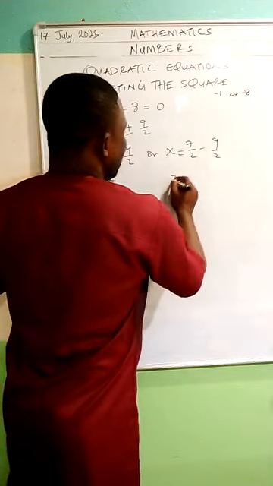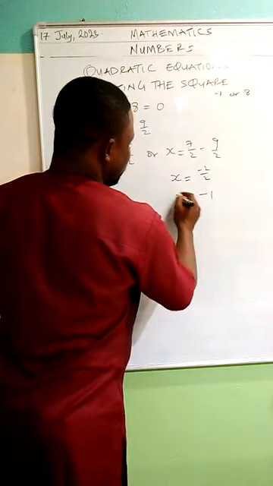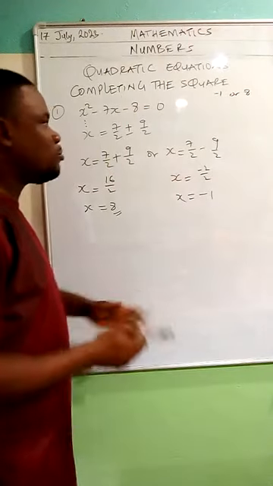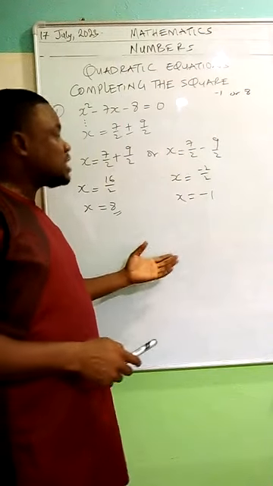On this side, I have x equal to minus 2 over 2, which is equal to minus 1. Remember what we got for the first one we did? Minus 1 or 8. So we still got the same answer.